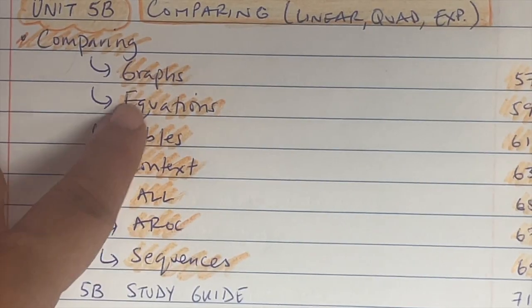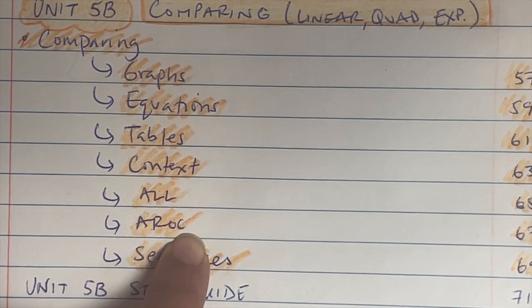Your fifth tab, All. Your sixth tab, Average rate of change. Can't see that, but average rate of change is the sixth one. So 1, 2, 3, 4, 5, 6. Average rate of change. AROC. Your seventh tab, Sequences. And your last tab, Review.